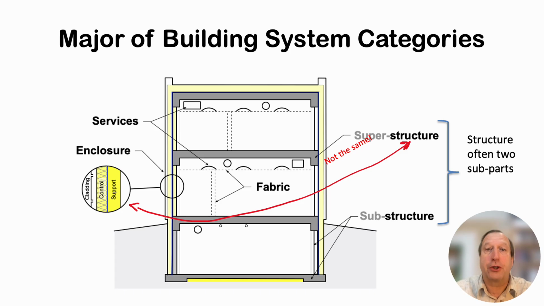Now, of course, the enclosure is often understood to be the component of the building that separates the outdoor environment from the indoor environment. Part of the three categories of functions that the enclosure fulfills is that of support. And the word support was chosen to identify the structure-like behavior, meaning it resists mechanical loads like its own weight and wind loads. But it's not the same as the superstructure because often those are two completely separate things.